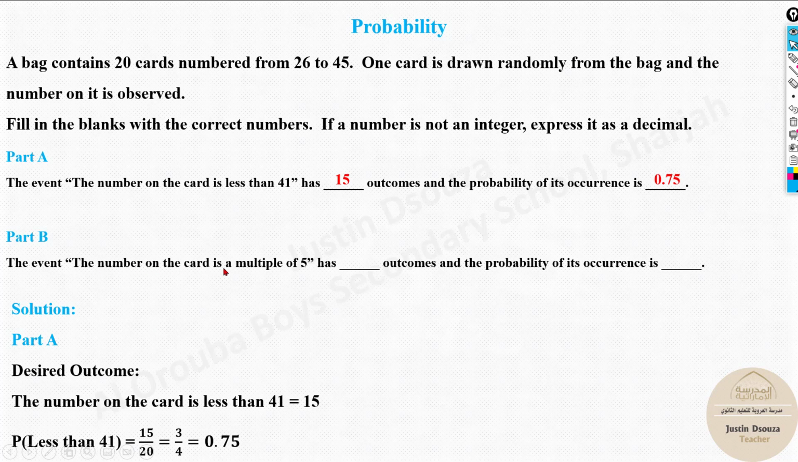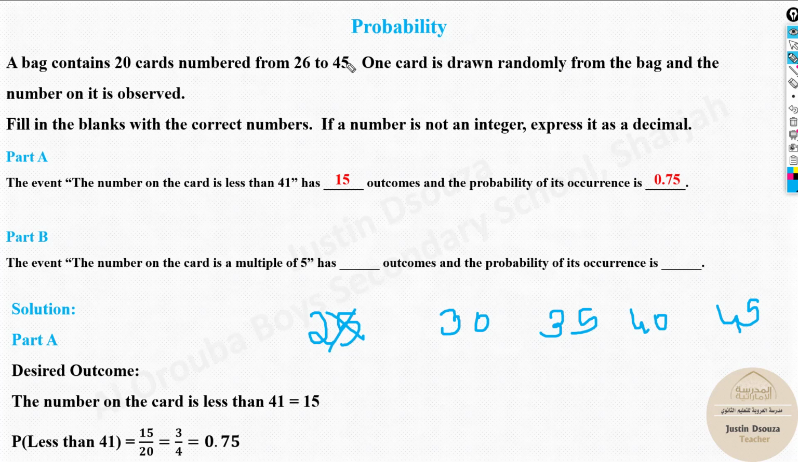The number on the card is a multiple of 5. Now multiples of 5, that means the 5 table: 5, 10, 15, 20 and it goes on, right? So can I have 25 in this? No, because the numbers start from 26. So this is wrong. Let's start from 30. 30, 35, 40 and 45, because even 45 is included.